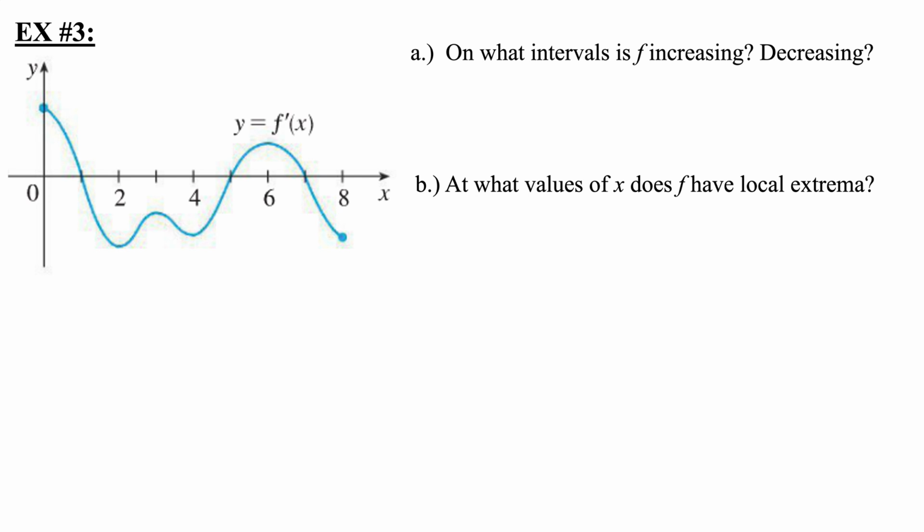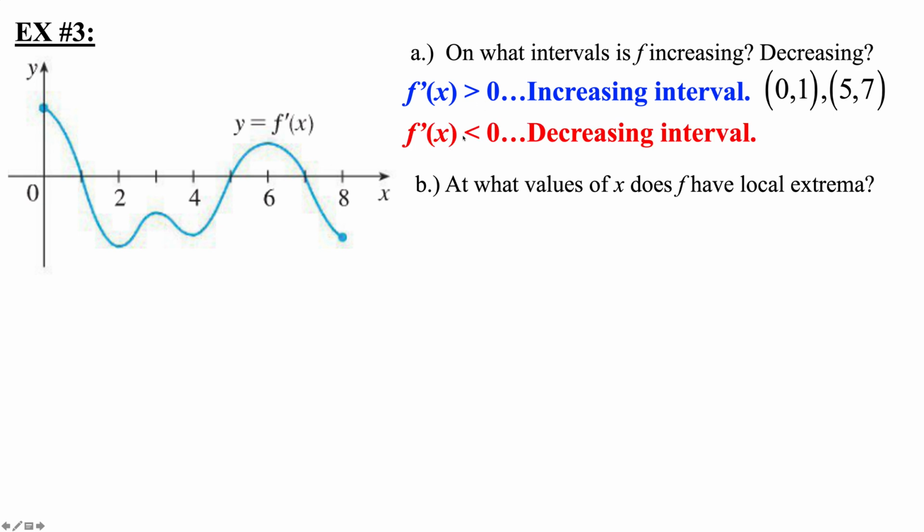Example 3, here we have a graph of f prime of x. All right, they want us to find on what intervals is f increasing and decreasing, the original function. So I need to find where I have positive y's, that's increasing, and negative y's, that's where the original graph is decreasing. All right, so f prime of x is greater than 0 from 0 to 1, and from 5 to 7. I'm decreasing now when f prime of x is less than 0, when I have negative y. So that's going to be from 1 to 5 and 7 to 8.